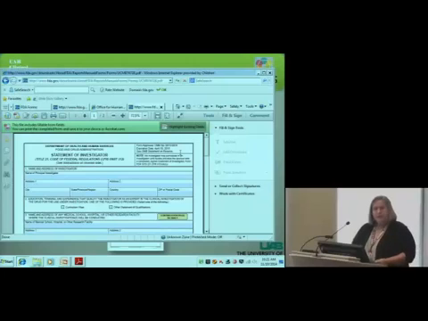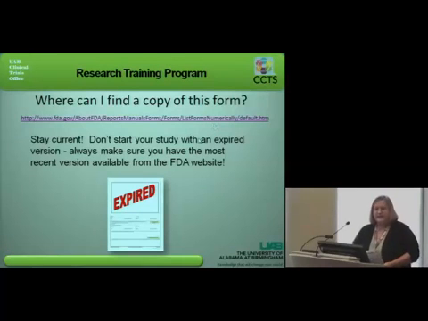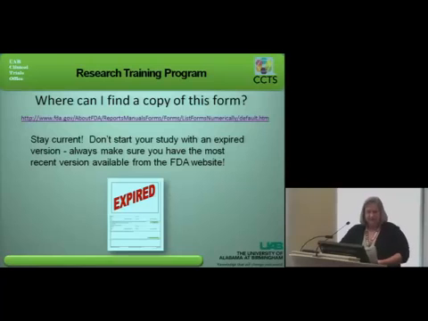Some examples of when you would change this 1572. Can anybody think of some examples of when, during the course of the study, you would have to change this? Okay, since I can't hear you, let me go ahead and give you a couple examples. Some examples of when you would change a 1572 include if there is a change in the PI, or if you have a sub-investigator change, or if there's a change in the address of the study site, or if there's a clinical laboratory change, or if the IRB changes their address. So again, those are some key things that you can look at for when you would change your 1572.